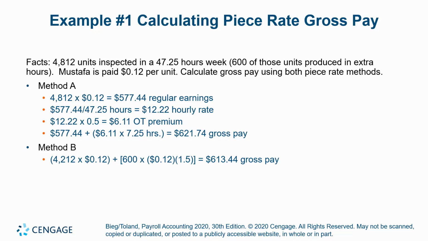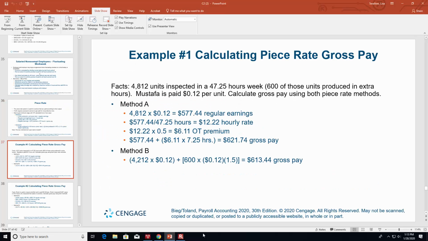So if the two methods don't result in the same, then why are there two methods? I'll show you that, but it sort of depends upon what the management wants to focus on. Okay. Overtime, 47 1/4 hour week. Let's just go over here to do this, because I want to walk you through.